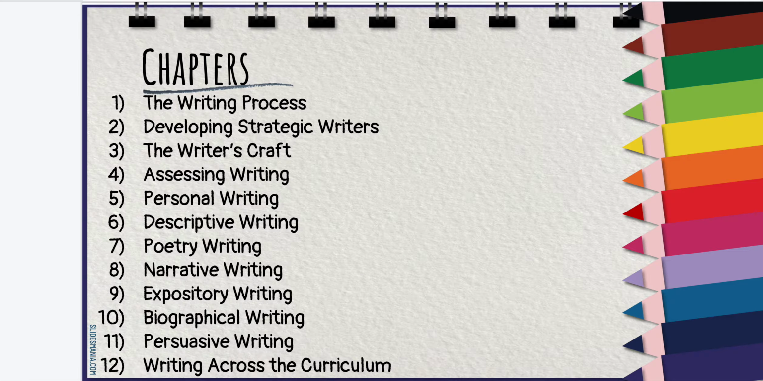This book is divided into 12 chapters, two different sections. So the first few chapters are all about the writing process, the writing craft, how to assess, and then chapters 5 through 11 are all the different genres of writing that we as teachers may have to teach or that students just may show interest in during writing workshop. And then chapter 12 is about incorporating writing across the curriculum. So there's a lot covered in this book that's applicable to teachers of all different grade levels.